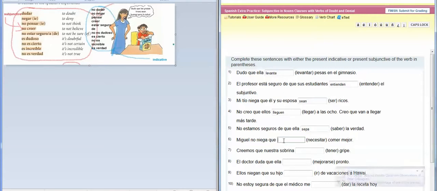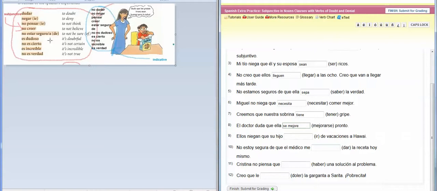Manuel no niega que necesita comer mejor. Creemos que. Creer falls under the subjunctive. So, creemos que nuestra sobrina tiene gripe. El doctor duda que ella, dudar falls under subjunctive. So, el doctor duda que ella se mejore pronto.